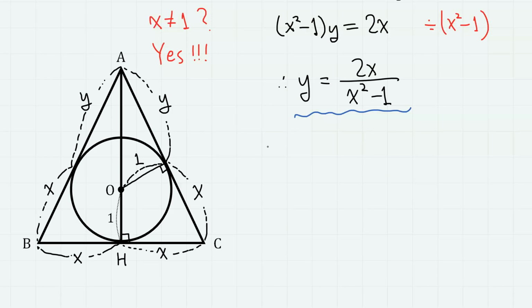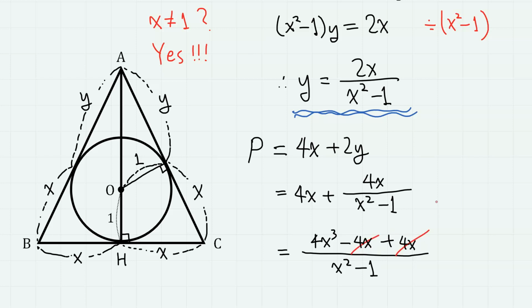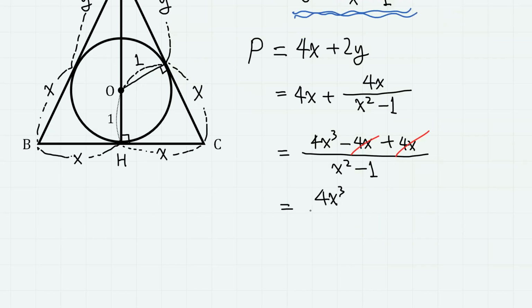Now it's time to calculate the perimeter of the triangle ABC. So let P be the perimeter of the triangle ABC. Then you can see that P equals 4x plus 2y, from the figure. So using this, we have 4x plus 4x over x squared minus 1. So we have 4x cubed minus 4x plus 4x over x squared minus 1. So these cancel out each other. So we have 4x cubed over x squared minus 1, which is defined when x is greater than 1.